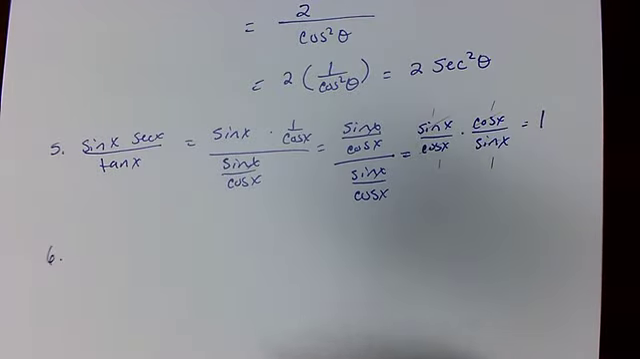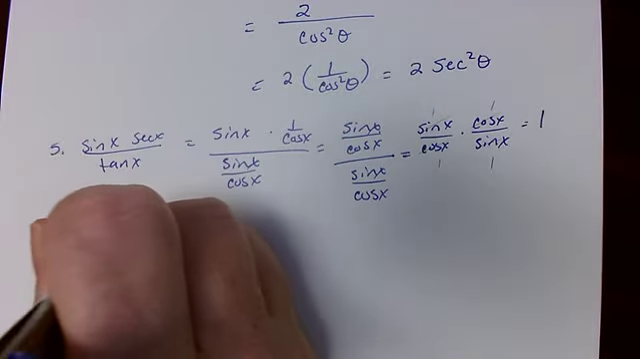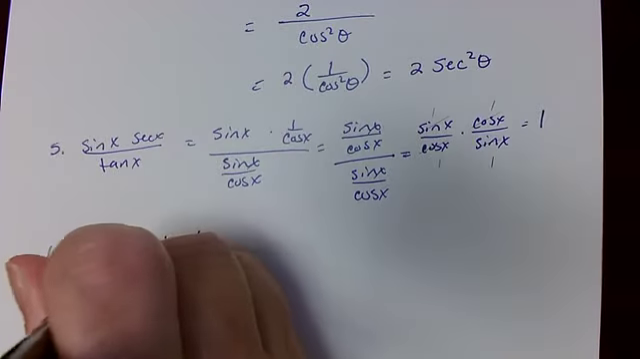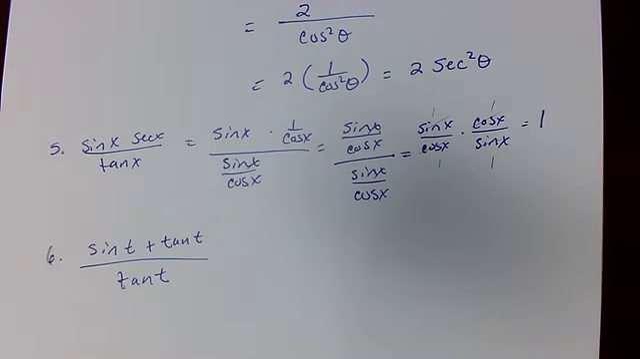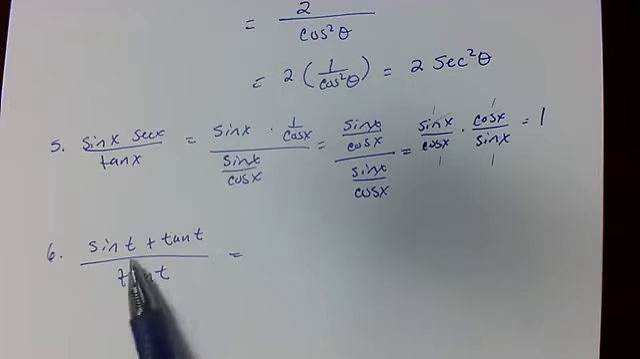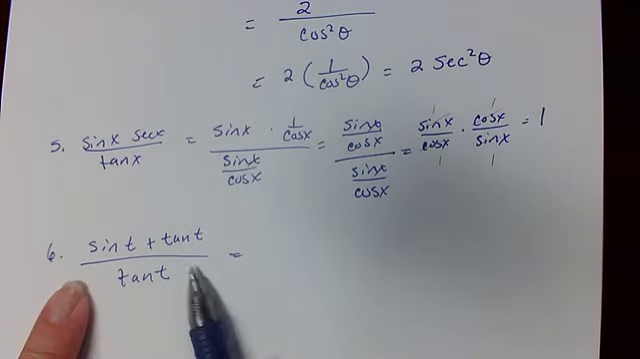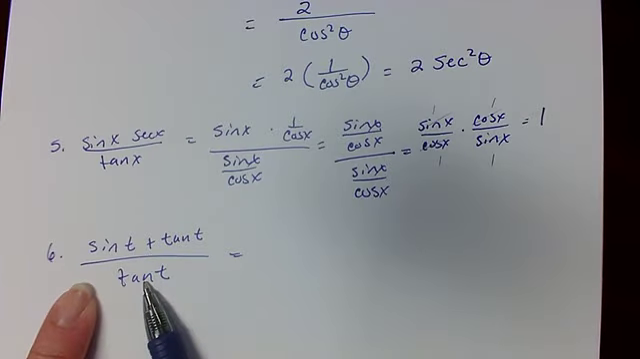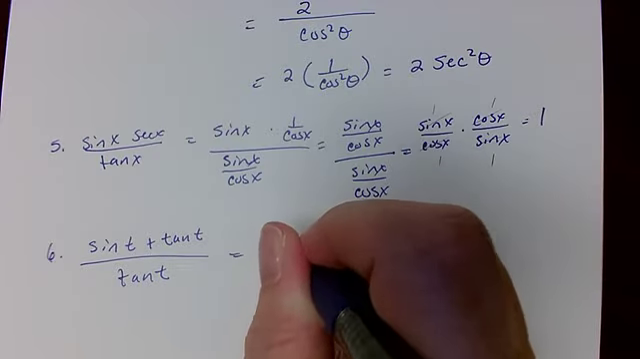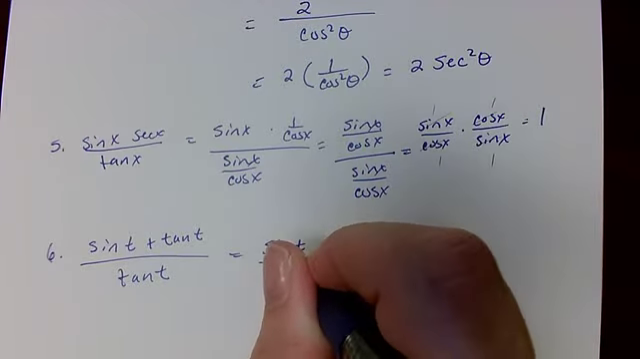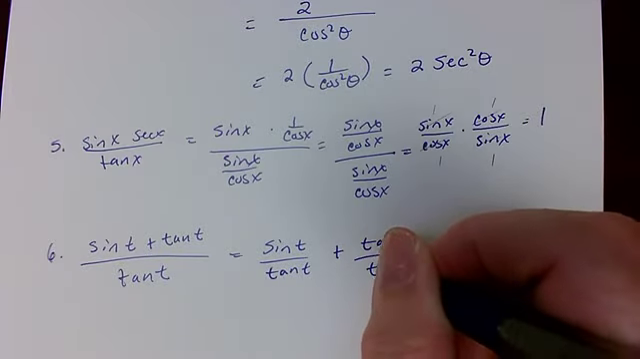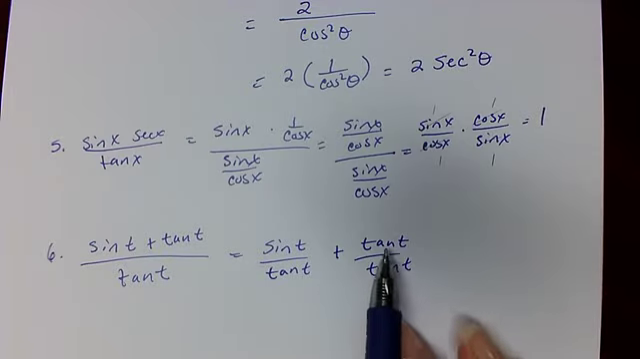The next one we're looking at is sine t plus tangent t over tangent t. So the first thing I want to do on this one is figure out where do I want to go. Well, I'm looking at if I separate my fractions, I end up with a tan t over tan t, which is equal to 1. So that's the first thing I want to do with this one, is I want to separate each part into 2 separate fractions, because this is equal to 1.